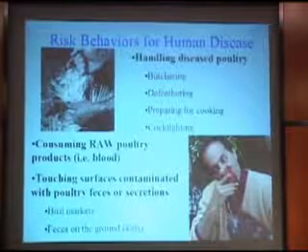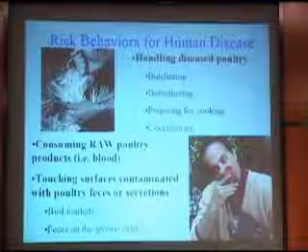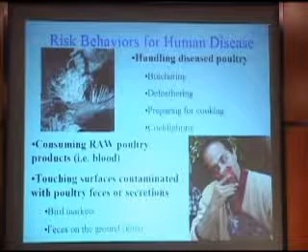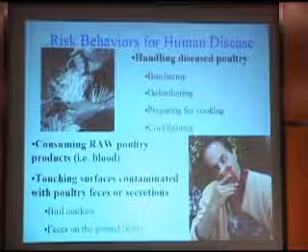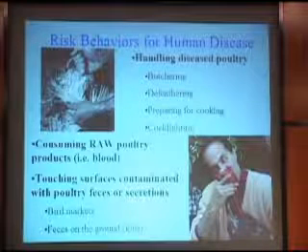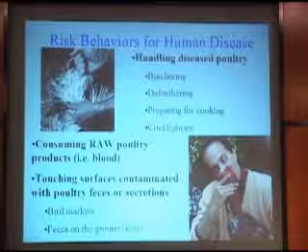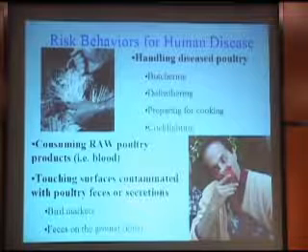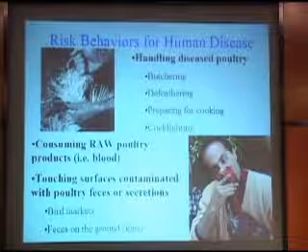So, what are the risk factors for human disease? Well, at this time, you really need to have close contact with diseased birds. Most of the victims have lived with their own household flocks, and they are involved in butchering, defeathering, eviscerating, and otherwise preparing for cooking. There are also exposures that result from cockfighting.